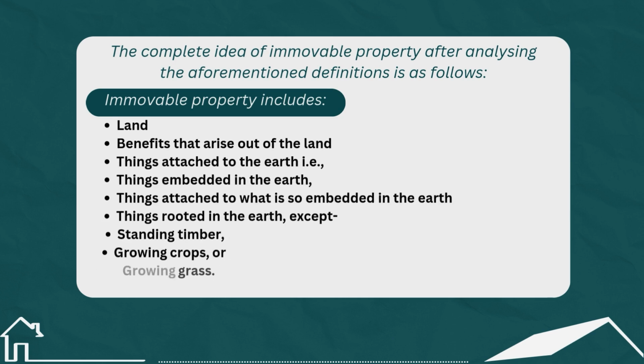The complete idea of immovable property after analyzing the aforementioned definitions is as follows. Immovable property includes: 1. land, 2. benefits that arise out of the land, 3. things attached to the earth. Further, we can classify the third point into: things embedded in the earth, things attached to what is so embedded in the earth, and things rooted in the earth, except standing timber, growing crops and growing grass. So, the Transfer of Property Act 1882 deals with the transfer of immovable property and interest in the immovable property.